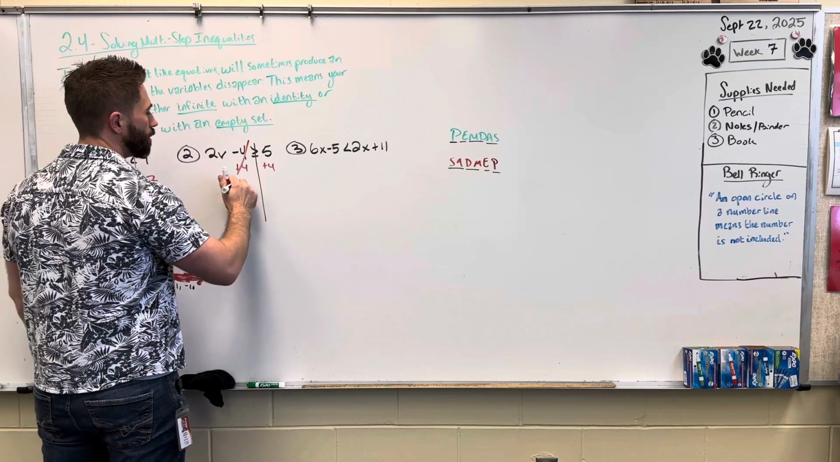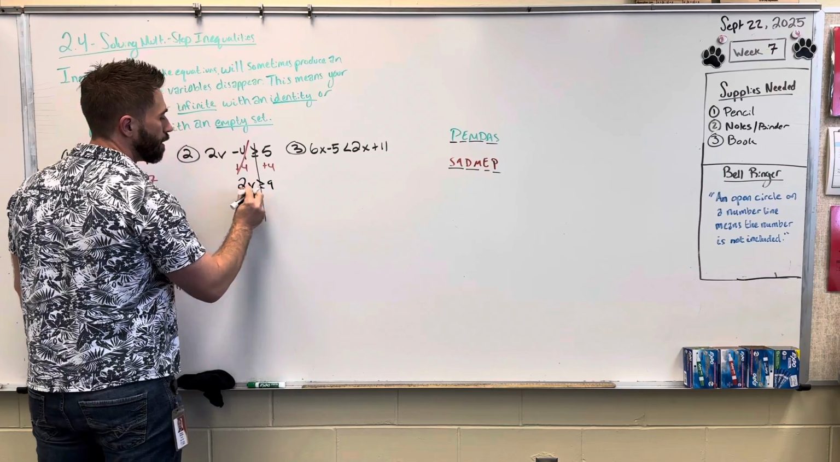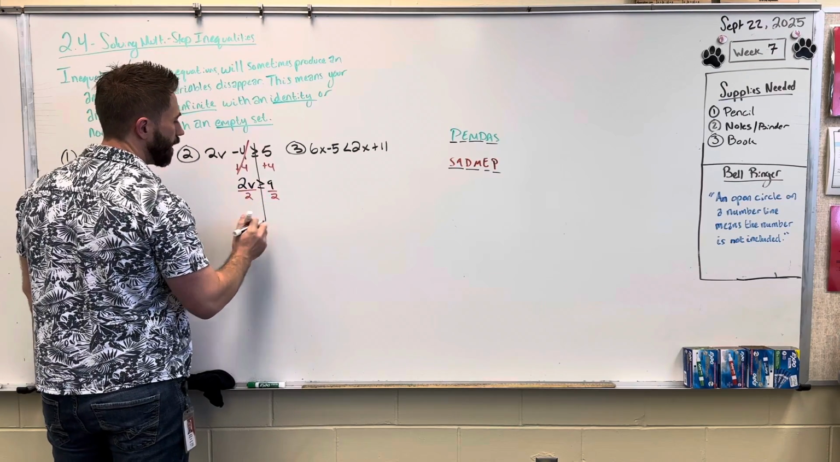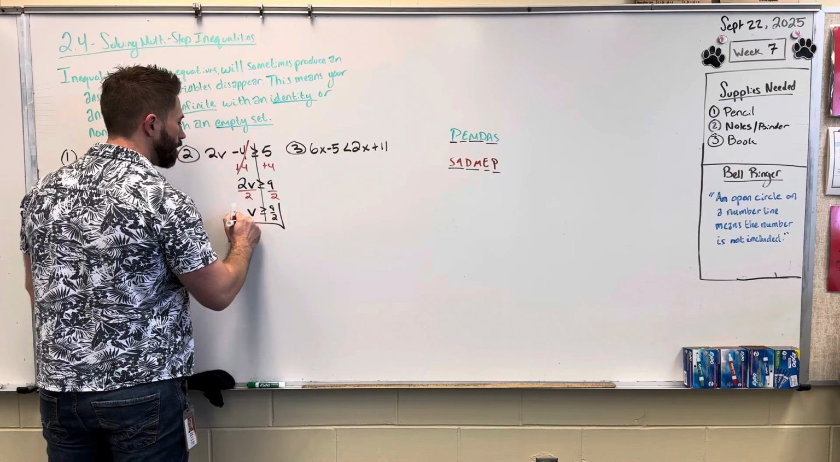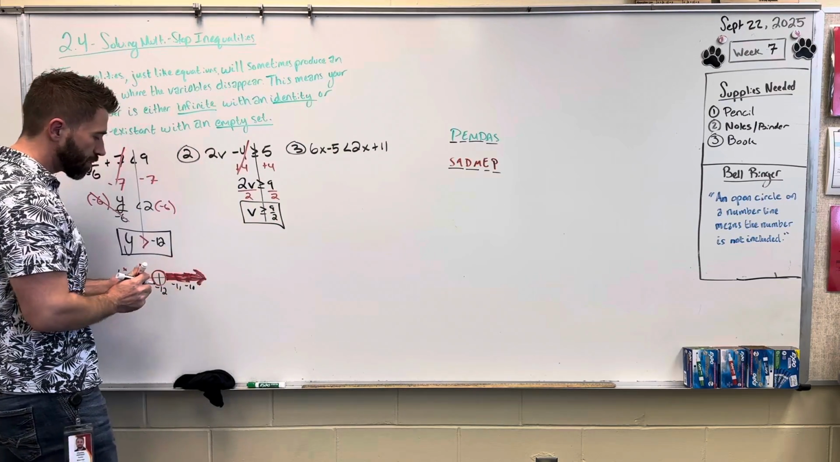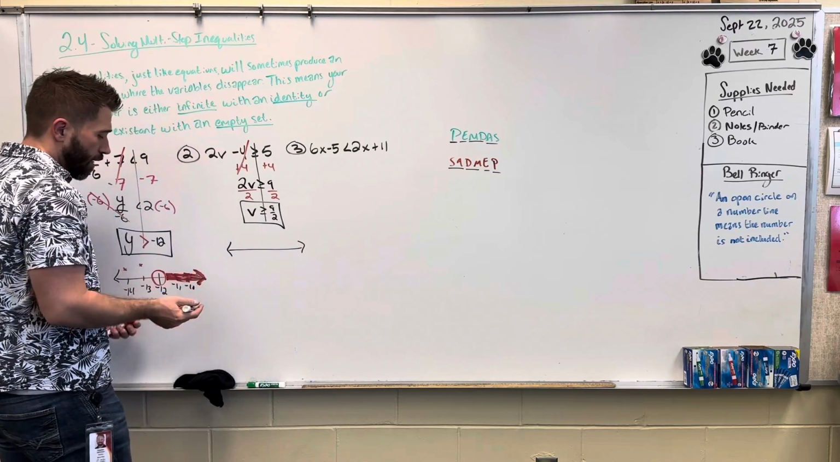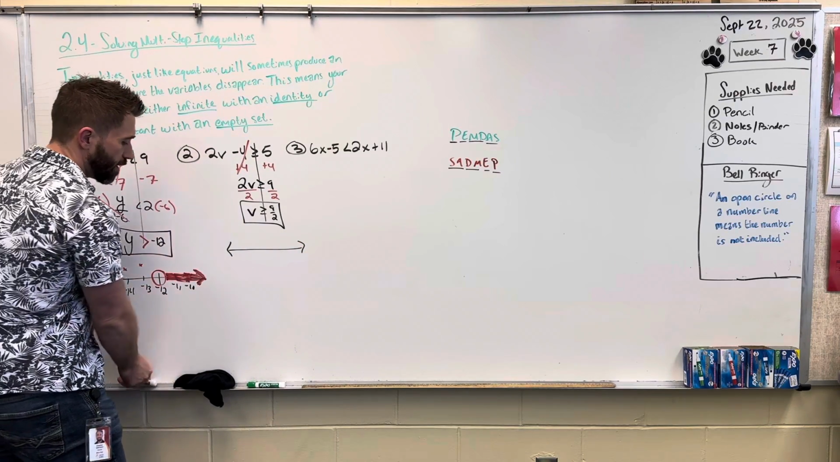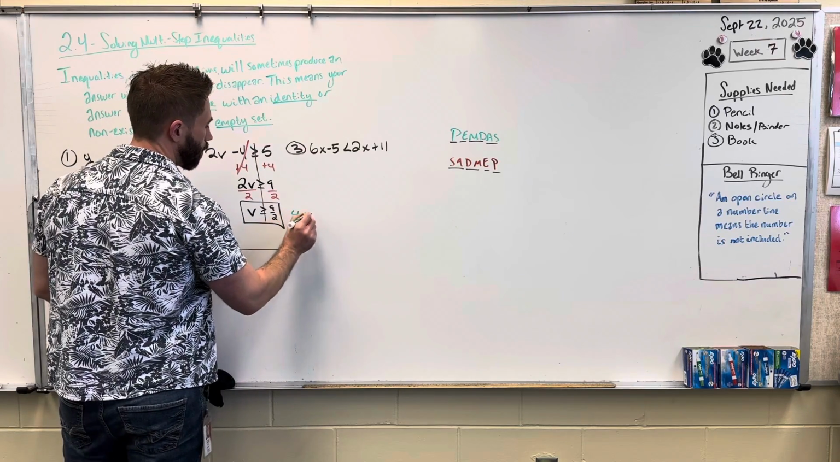Get rid of subtraction by doing the addition, so I add 4, so I have 2v is greater than or equal to 9. And then I'm going to get rid of the multiplication by dividing, and I get v is greater than or equal to 9 halves. Now that's the proper form for our answer, but on the number line, I don't really want a 9 halves. I want to know, okay, what is 9 halves as a decimal? 9 halves for us is going to be roughly 4.5.